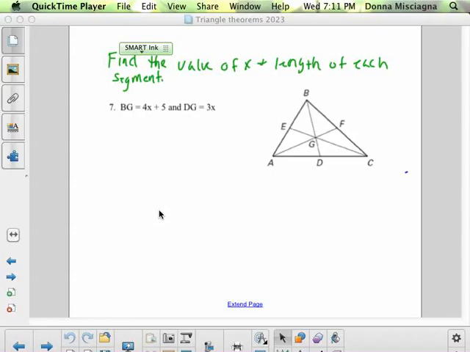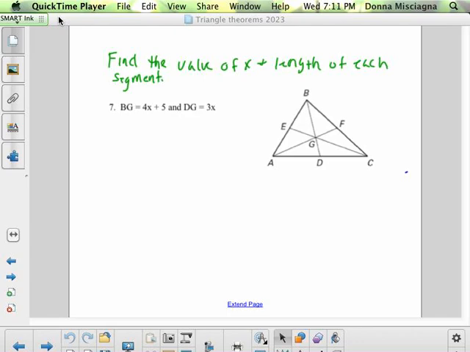Welcome. So now we're going to solve two problems involving medians. These are going to be algebraic expressions that we're going to be solving for x, and then we're going to be finding the length of each of the segments. In this first case, we're going to find the length of BG and DG.